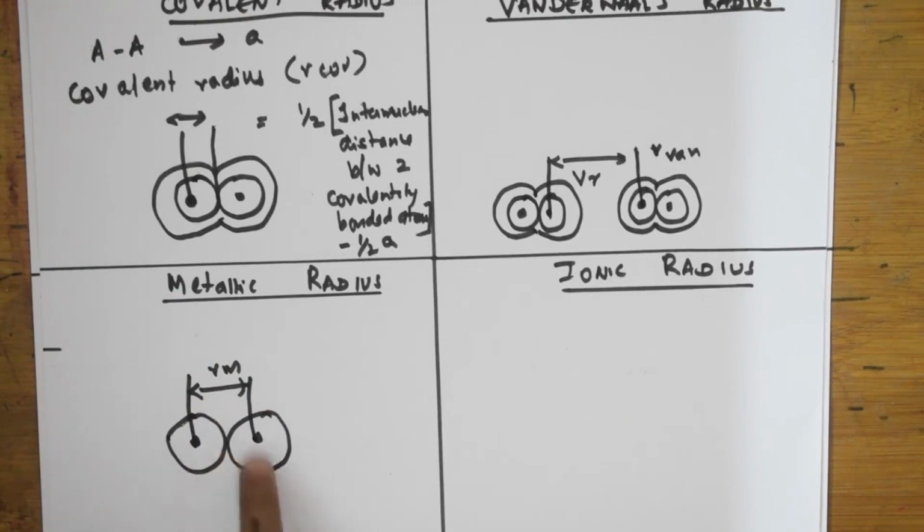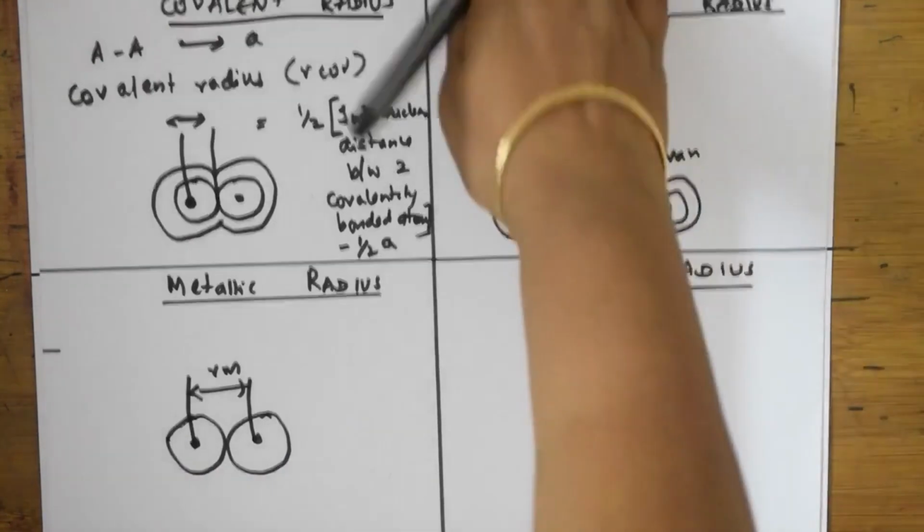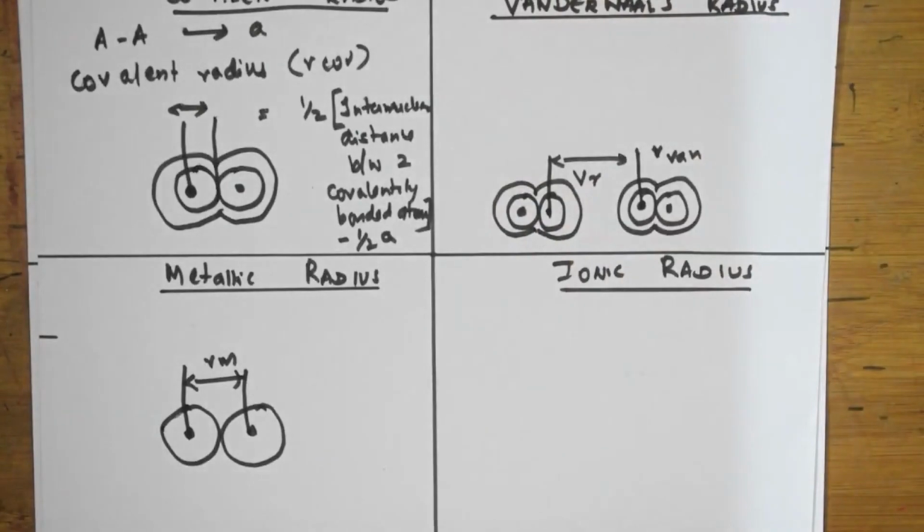So once again, metallic radius is half of the distance between any two successive nuclei of two adjacent metal atoms in a closely packed crystal lattice, that is called metallic radius. Hope this is clear, students. I'm just going with the definition because there's no place to write it here, and I hope it is clear for you all.